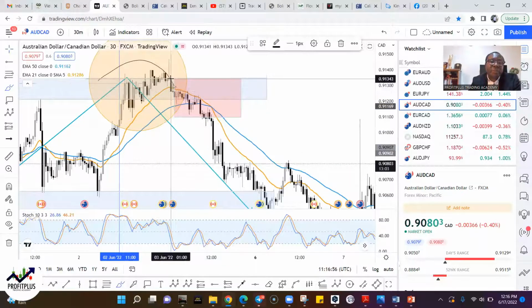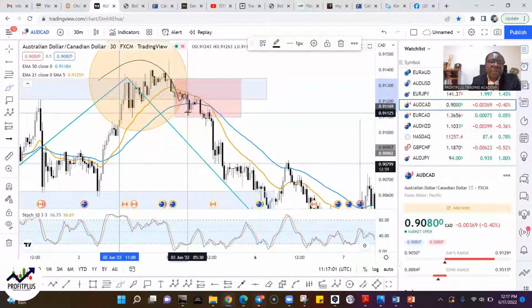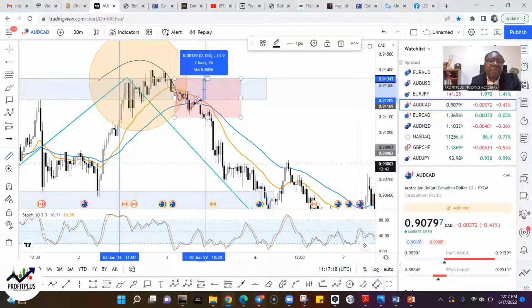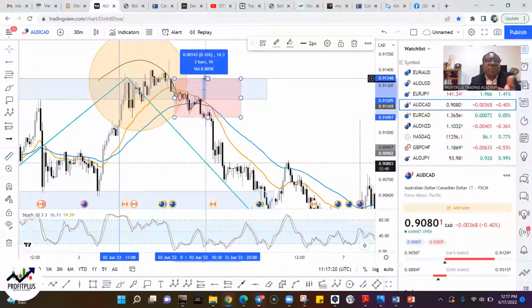You can see it pushed down, tested, came all the way down. Now at this point, it came to the previous low. This was a support. So at this point, this is a very good point of entry. You can do an instant trading from here, and then from here to this level, you can see is 14 pips, which will be your location for your stop loss. You can see market is making lower highs now, on the lower time frame.